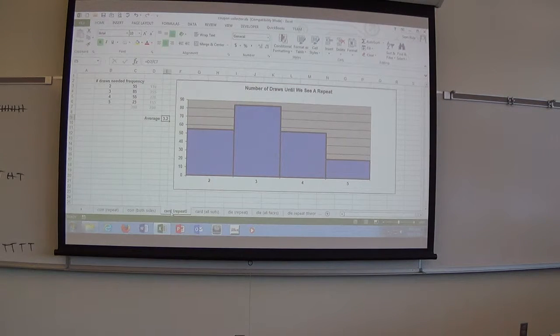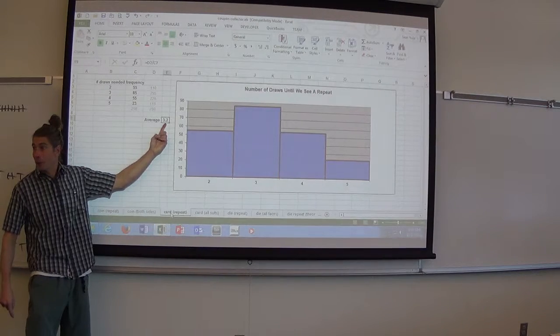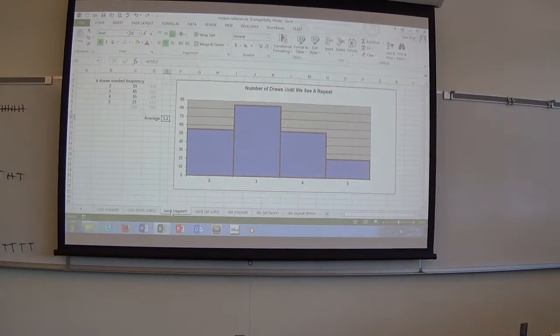It took, on average, 3.2 draws until we got a repeat. We've now moved past 2, because it's kind of hard to go hearts, hearts. It's more predictable to go something, something else, and then one of those 2 things. Does that make sense? That's what 3.2 essentially means. Throw clubs, throw something other than clubs, then the third card will match one of those 2 on average.